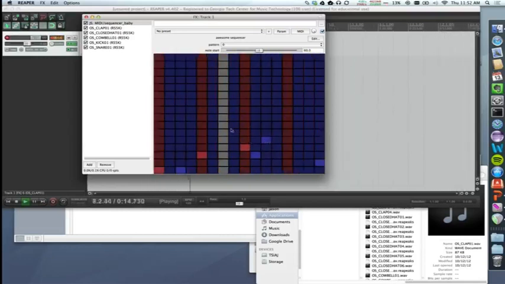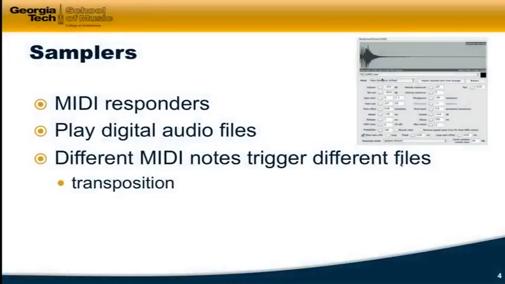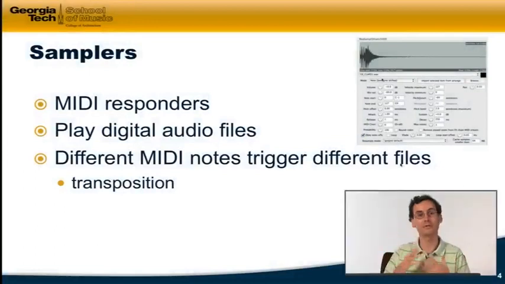So I build a simple pattern that way. And that will loop as long as my project is playing back. One more thing that we need to look at to really make this into a usable drum sequencer. So we've been able to, through a sampler, map different MIDI notes to different drum sounds that are playing back as audio files.